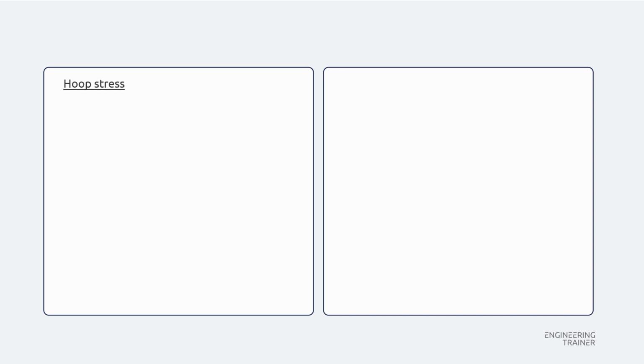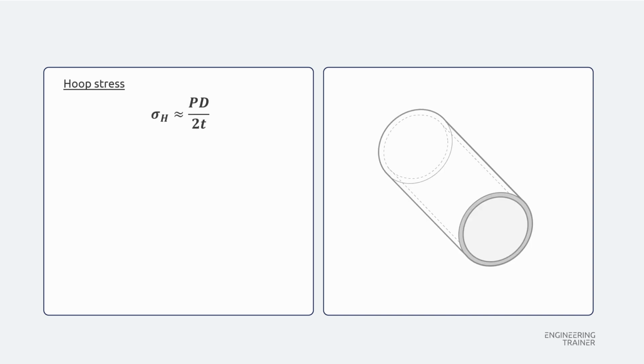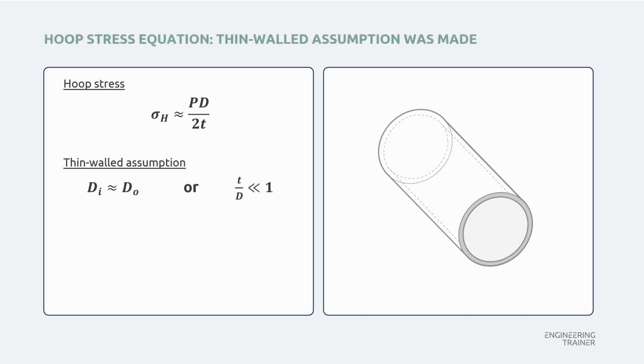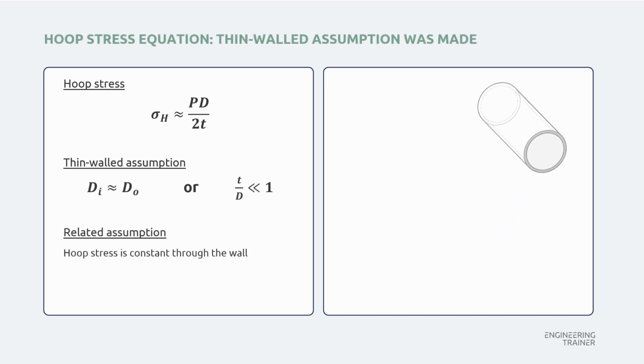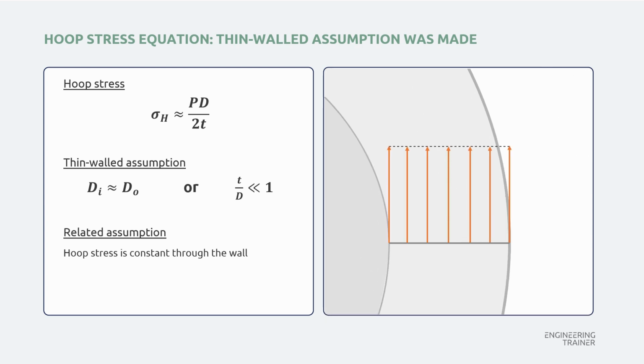We have seen that the hoop stress in a pipe can be determined by Pd over 2t. In a previous lesson, we've shown that in order to derive this equation, we had to assume that the inner diameter of the pipe is roughly the same as the outer diameter, meaning that the wall thickness of the pipe is small compared to the diameter. This is what we call thin-walled piping. The related assumption is that the variation of the hoop stress is negligible through the wall. In other words, that the stress is constant through the wall.